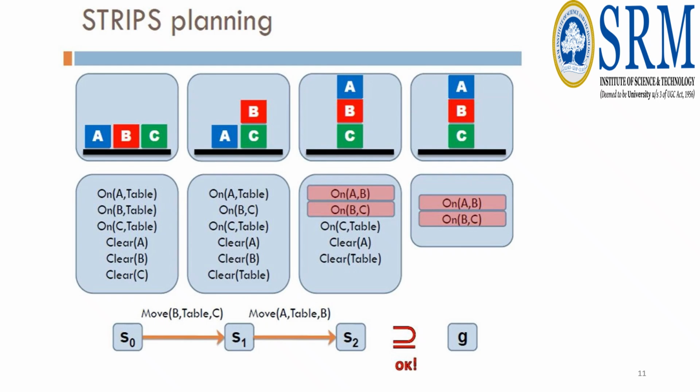Now the ultimate goal is to have A at the top of B. For that we use on of A comma B, on of B comma C, on of C comma table, clear of A, and finally the move of A from table to B. So your final goal state is on of A comma B, on of B comma C. That is how we make use of STRIPS planning from the initial state to the final state for the planning problem. So this is about STRIPS planning.